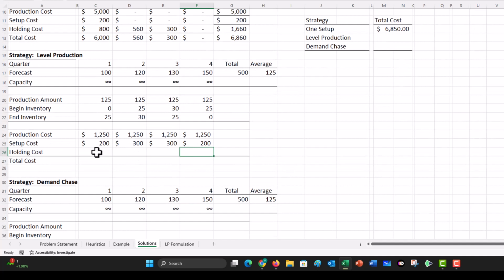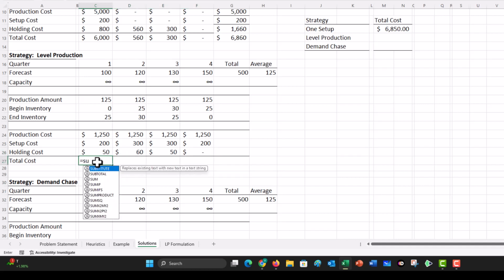Let's go down. Now we can do the holding cost. The holding cost, if you recall, per unit per period was just $2. So this is going to equal the end inventory multiplied by $2, and we can just copy these formulas here, and now we can do the total. So this is equal to the sum of these numbers here, and we'll just copy that.